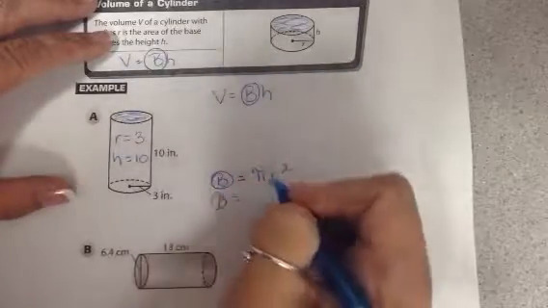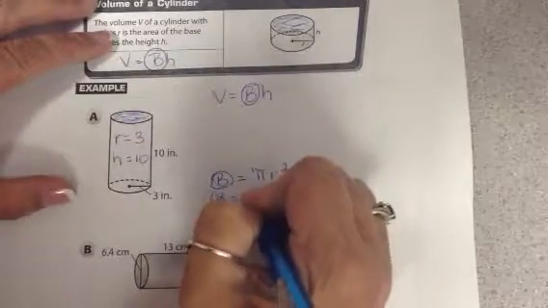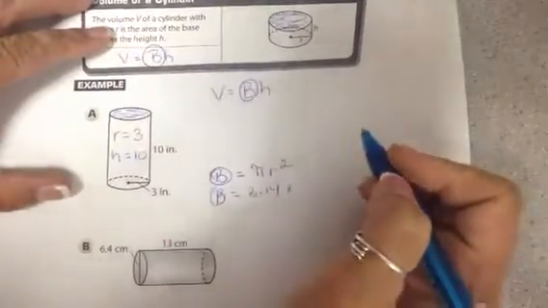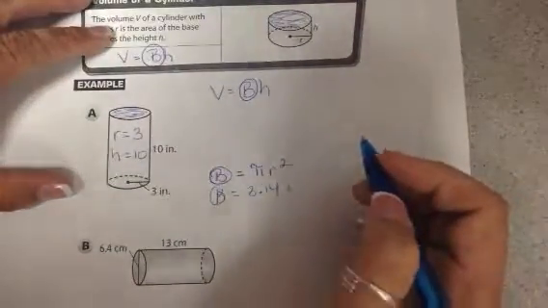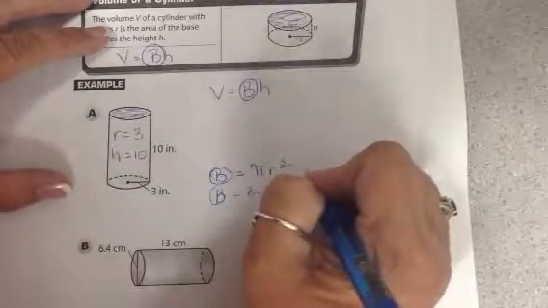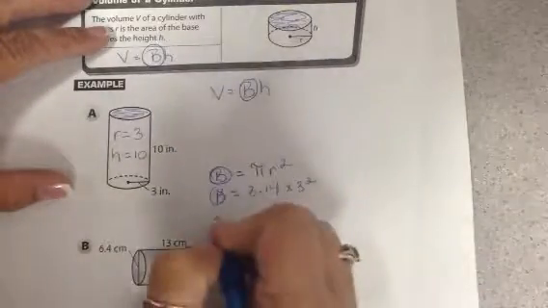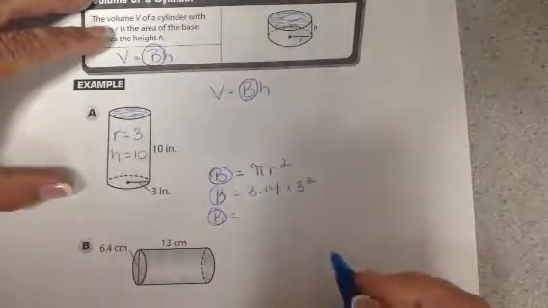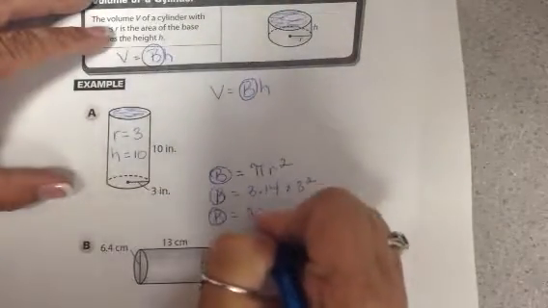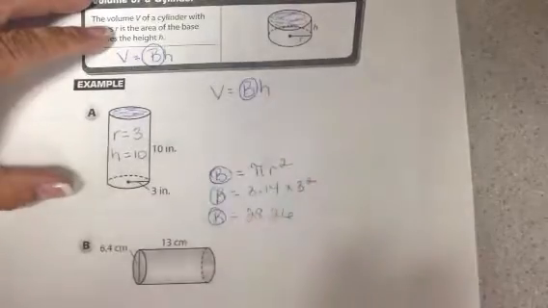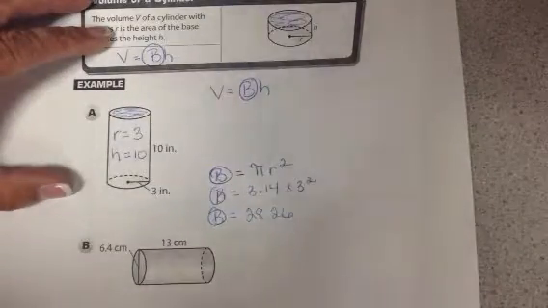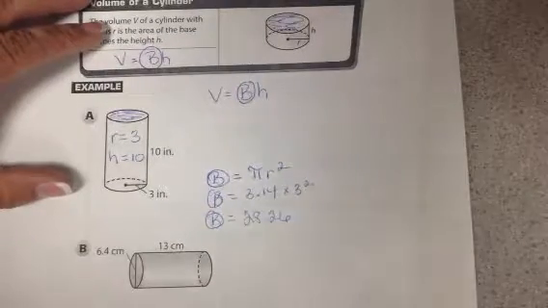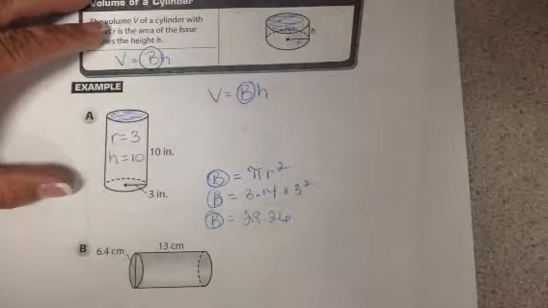B equals, for pi we're going to write 3.14 times my r squared, which is 3 squared. And then all I have to do is put all of that in my calculator just like it looks. And my answer is 28.26. Okay, if you need to slow down to put it in your calculator, that's fine. Go ahead and do that. You can pause the video at any time so that you can do that.